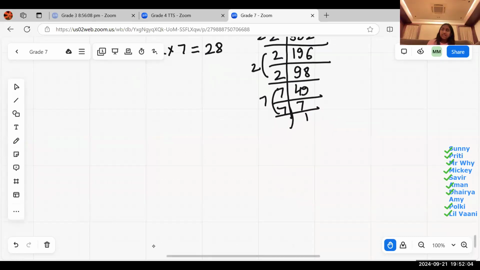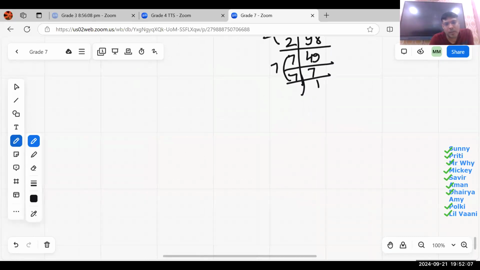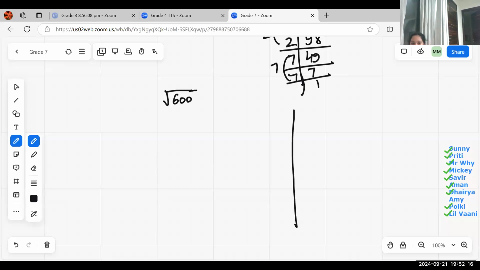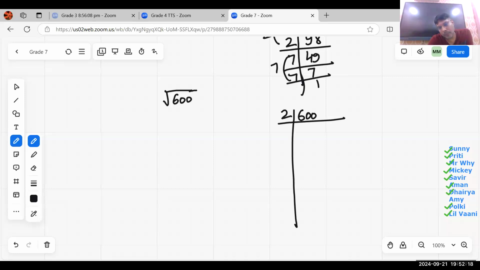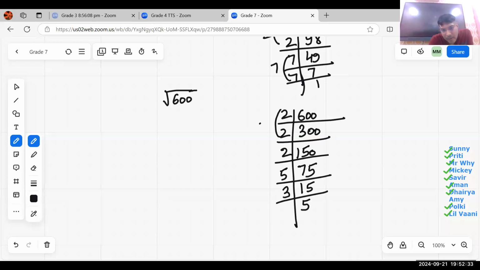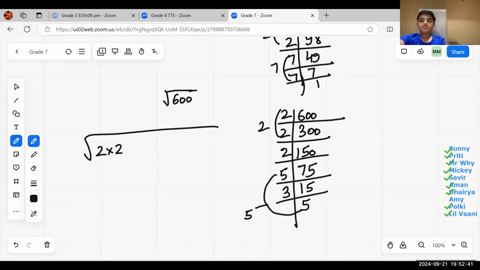Understood? Yes. So guys, let's say if I give you 600. Is 600 a perfect square? Yes or no? No, sir. Then what will happen? Let me show you. So 2, 300. Now we are going a little bit beyond the curriculum. I'm giving you an example. 2, 150, then 5, 15, then 3, 5. So guys, I got one 2. Correct? I got one pair of 5. Correct? Yes or no? Yes, sir. So it is 2 into 5 into 5 into 2 into 3.